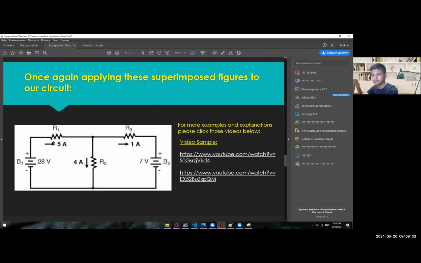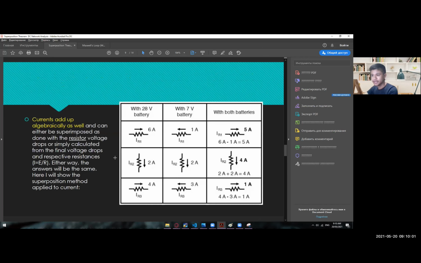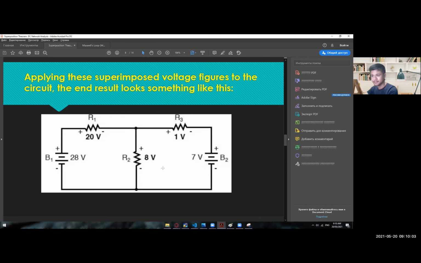Okay, so we have 5 amps right here, 1 amp right here, and then 4 amps right here. So it is now obvious that this 28 volt will dominate this 7 volt right here, wherein this 7 volt is being charged by this 28 volt. Okay, so there you go. This is now the final superimposed values for current and then for the voltage.